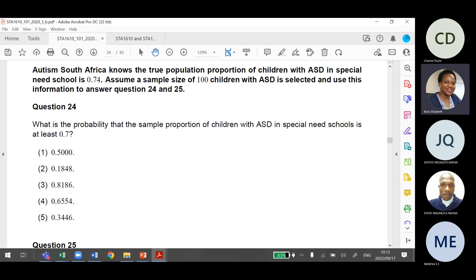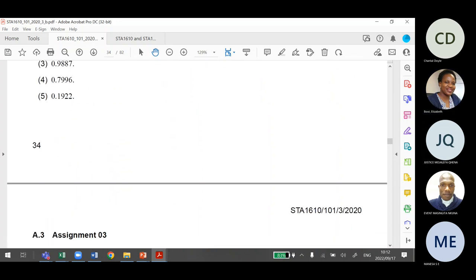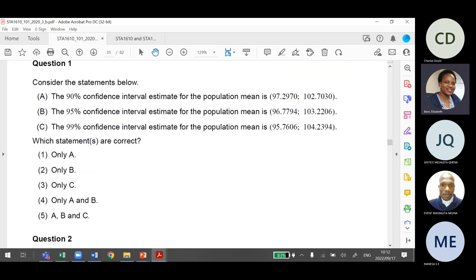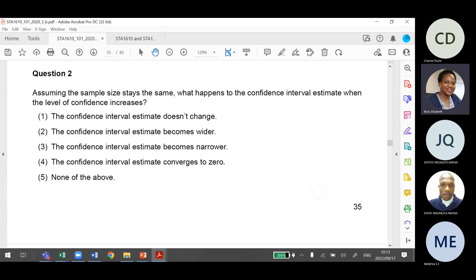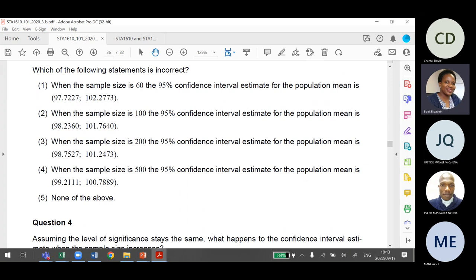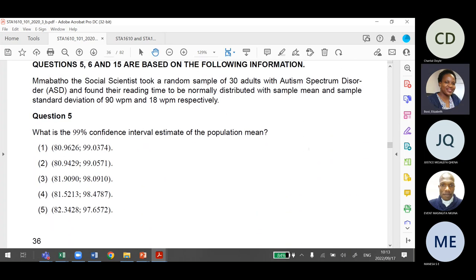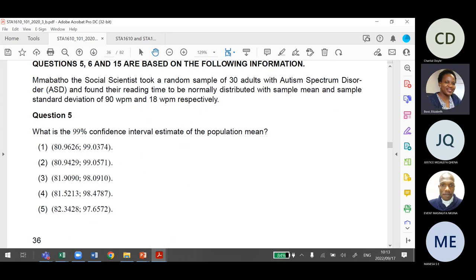With confidence intervals, they will tell you a confidence interval this or confidence interval that, things like this, so that you can compare and say which value is which. We did this in most of the activities, but I want to go to the one way you need to be calculating. So here is a question. Mabatu, a scientist, took a random sample of 30 adults and found that the reading time is normally distributed with the sample mean and sample standard deviation. That is the other thing that you always need to remember.